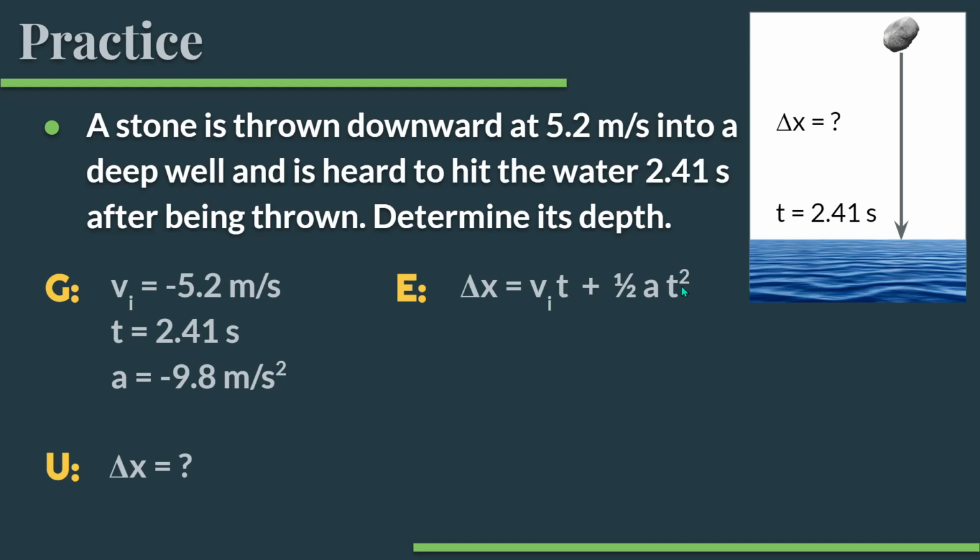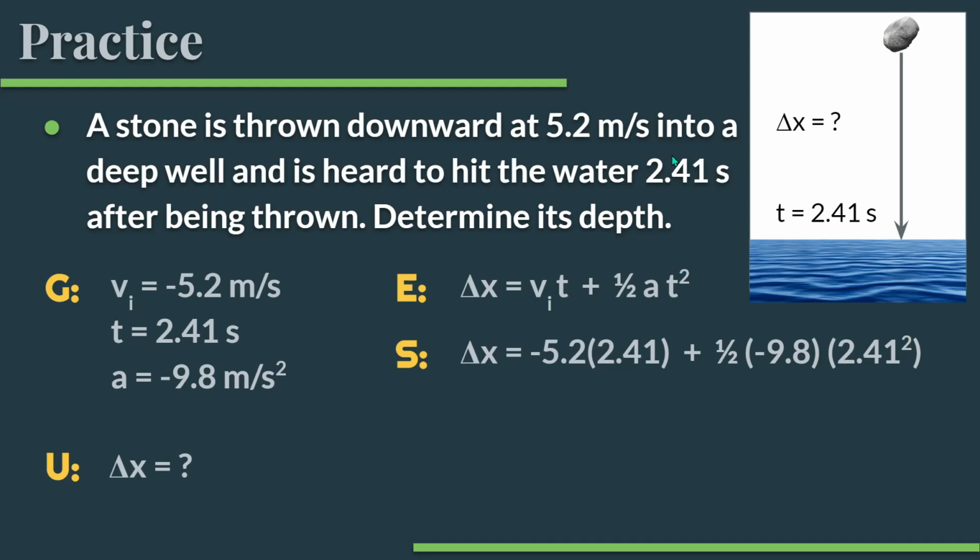I have it up here now. And so now we're going to substitute into that formula, and it looks like this. Delta x equals negative 5.2 times 2.41 plus 1/2 times negative 9.8 times 2.41 squared. And again, from here, when you're solving, it's just the algebra. Negative 5.2 times 2.41 is negative 12.532. Half of negative 9.8 is negative 4.9. 2.41 squared is 5.8081. You don't have to show all the intermediate steps, but you do need to label your work as you're working it out so you can follow, or somebody else can follow what you're doing.